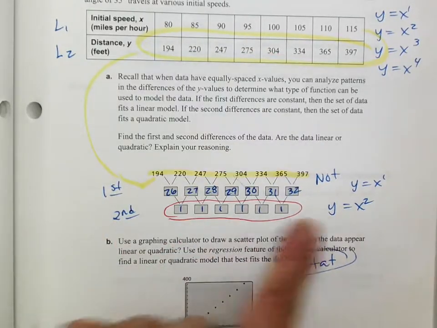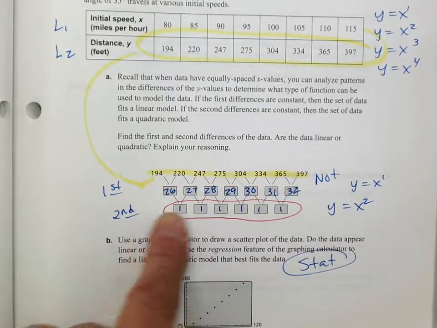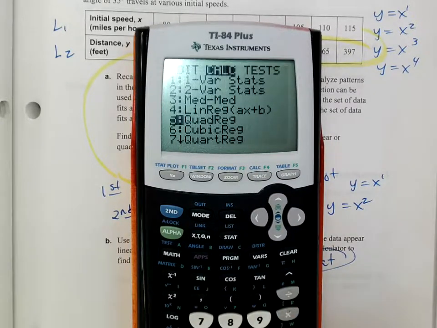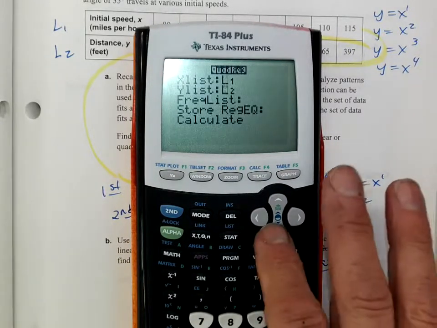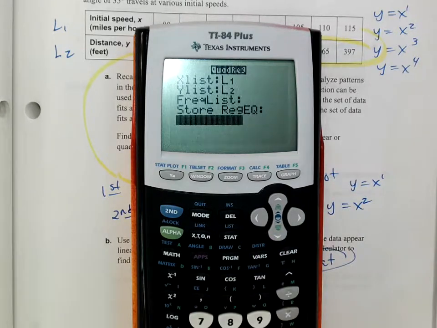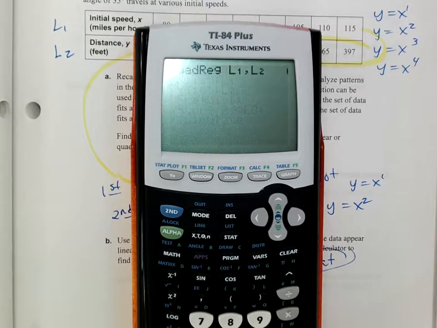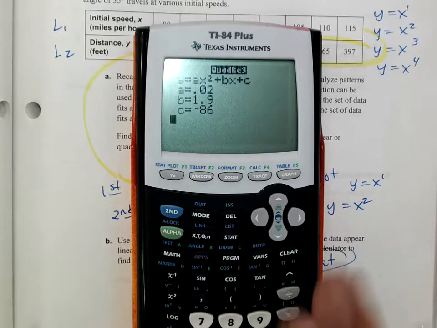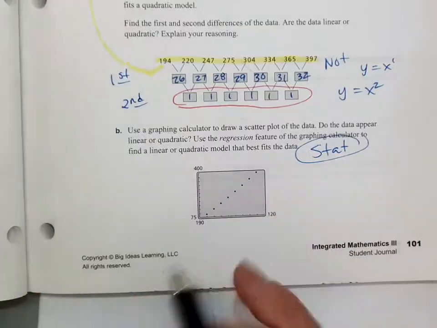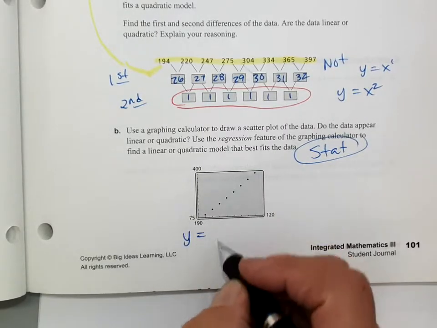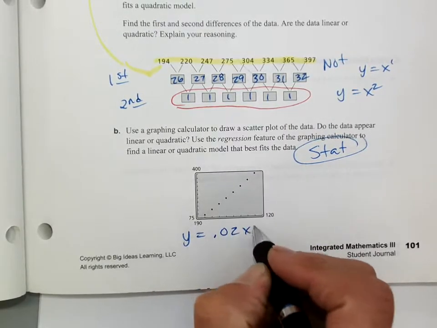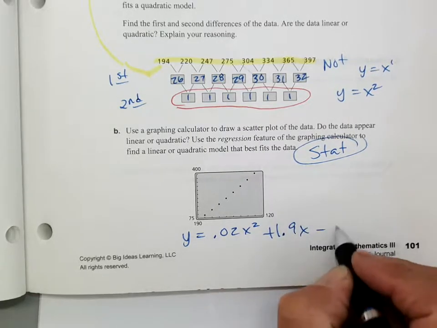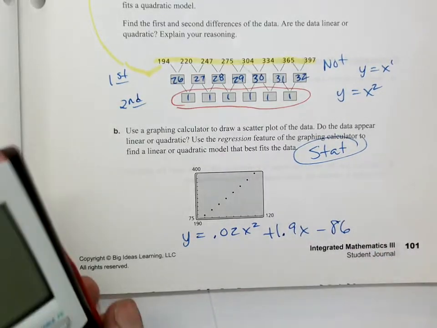We know it's the quadratic because my second differences became the same. So I'm going to go to my quadratic regression, enter. I'm going to go down to calculate, enter, and here's my answer. So my answer is y equals 0.02x squared plus 1.9x minus 86. Okay?